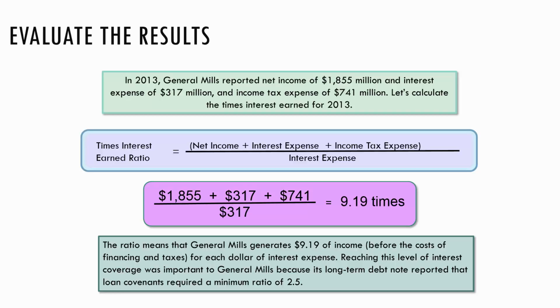Another thing that's interesting about General Mills is its long-term debt note reported that there were loan covenants, there were agreements that said they had to have a minimum ratio of 2.5. Their ratio was 9.19. So their ratio is fine according to their loan covenants.